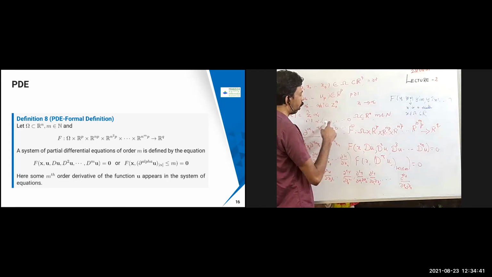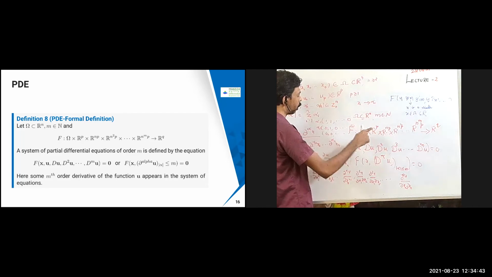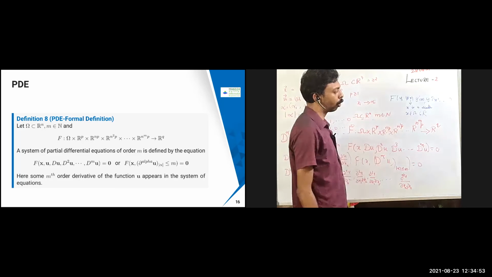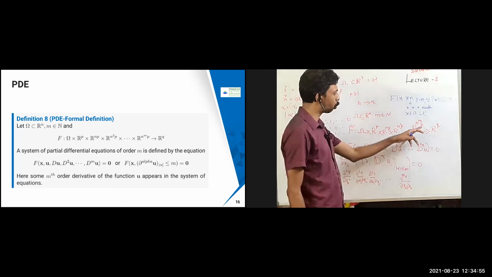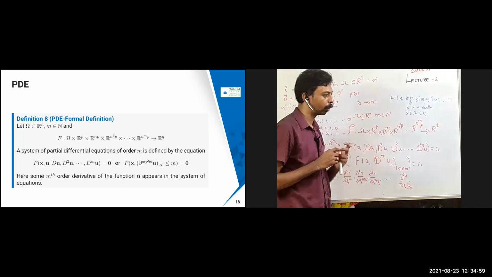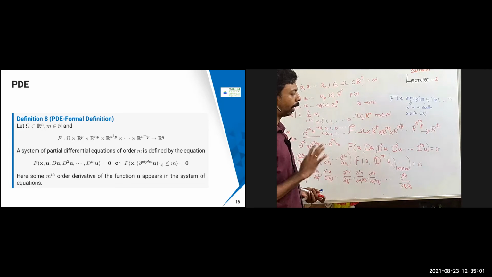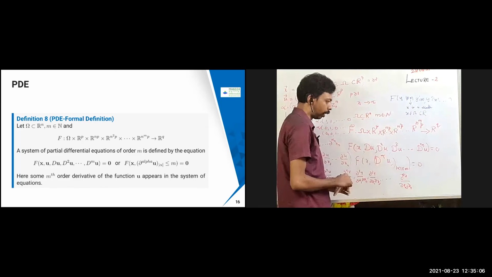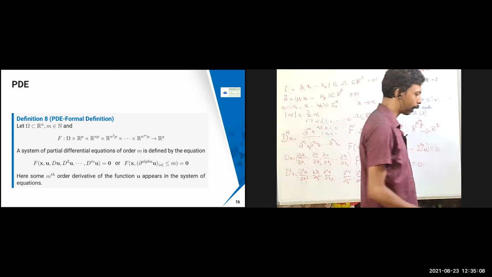Therefore 3, 0, 0, 0, then 0, 3, 0, 0, then 0, 0, 0, 3, like this you can put, and again you can put 1, 1, 1, 0, 0, then 0, 1, 1, 1, 0 like this. You can keep on doing this. So in that case, you are going to get n cube. For d power m u, you are going to get r power n power m. This is the general formal definition of a PDE, the PDE definition in the mathematical way.